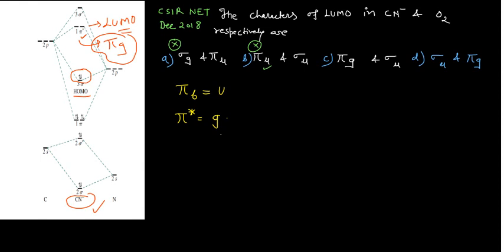The third option has the pi G, so this could be the correct answer, and it does not have... see, this is sigma U, this cannot be your answer. So if you know this much, then you can blindly mark this as the correct answer. There is no need to check or investigate the oxygen further. So this is one way.